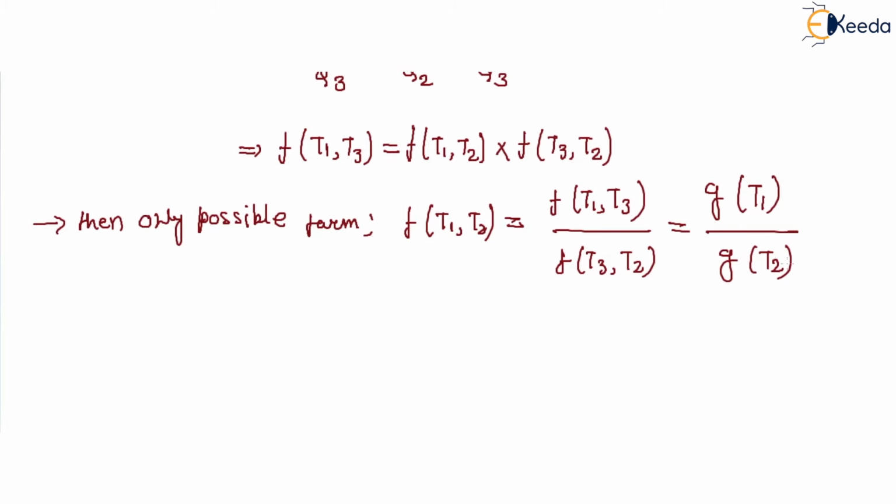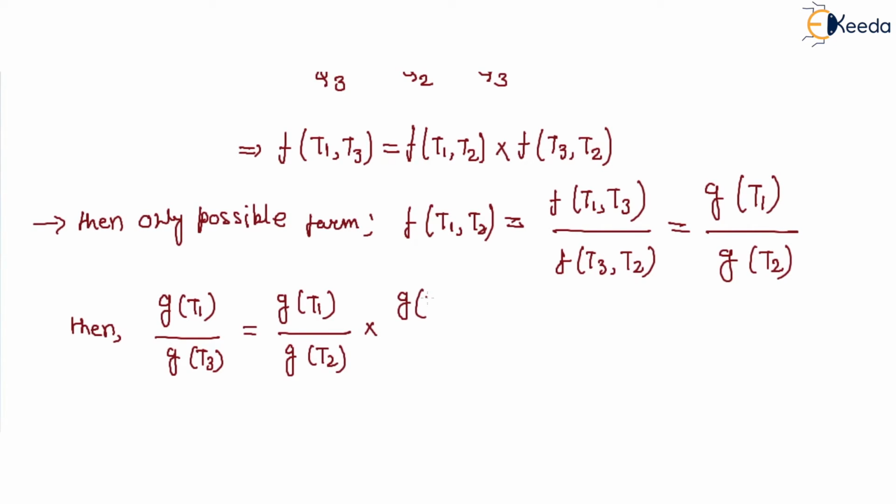So again, what is that? f(T1, T3) we can write g(T1) by g(T3). If you write g(T1) into T3, we can write that g(T1) by g(T2), g(T2) by g(T3). We can also write like that.